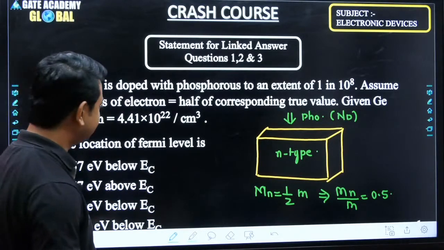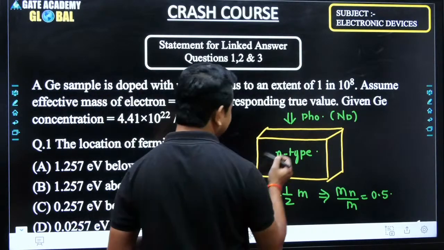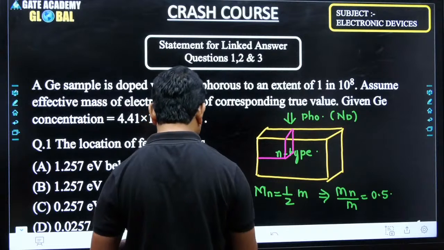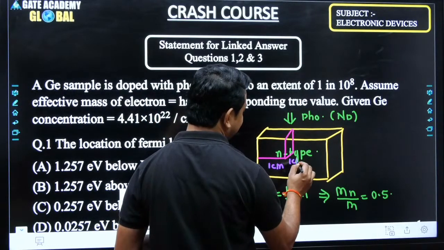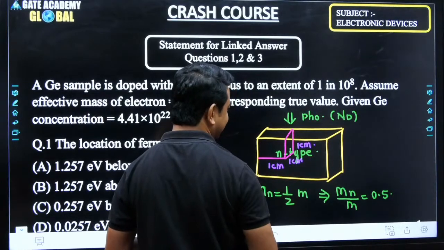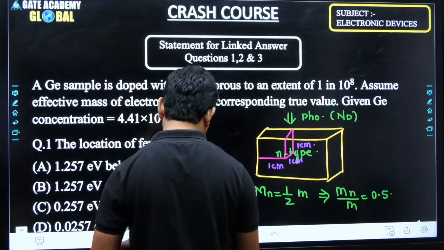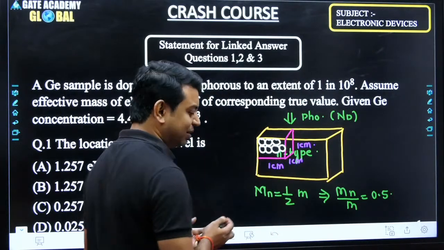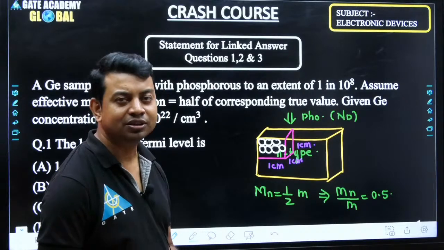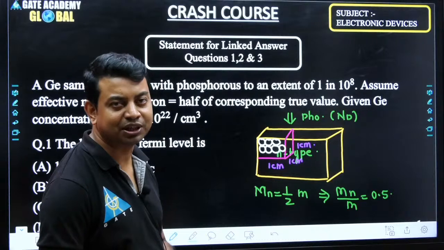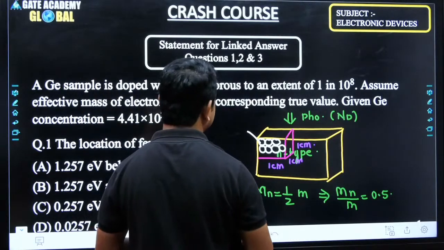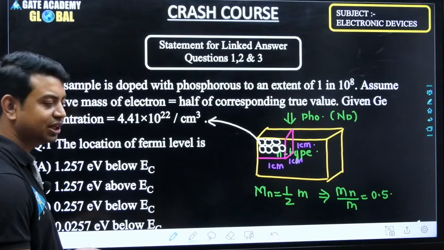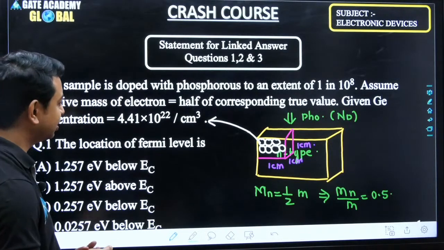Given germanium concentration. Germanium concentration means what? If you take a small volume inside this semiconductor, say with a dimension of 1 centimeter, 1 centimeter and 1 centimeter, within the large bar that we have for the practical, then within this we have small atoms. So we must know the concentration of these atoms, and in my previous lecture I gave you the formula to determine the concentration of atoms within a large volume of the semiconductor bar. This concentration is given here, and that is 4.41 into 10 to the power 22. This is what is given in the question, and based on this we have to find the location of the Fermi energy level.